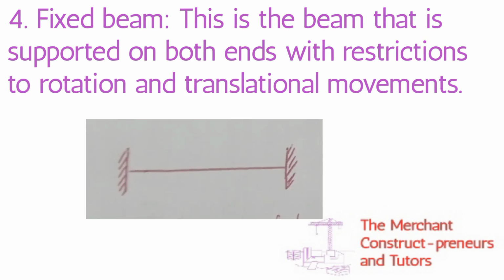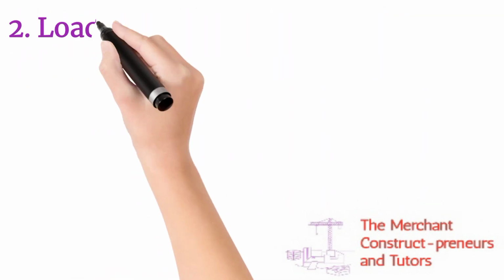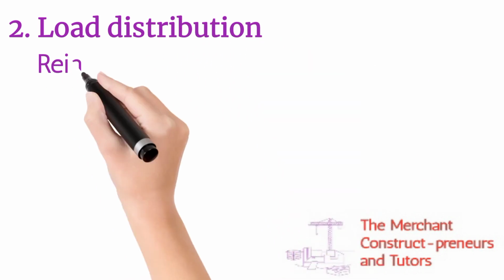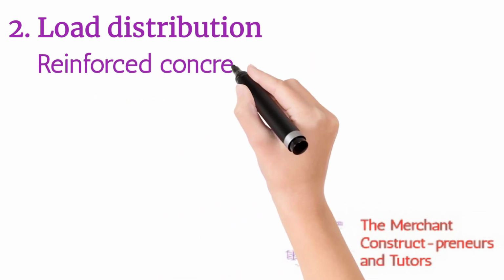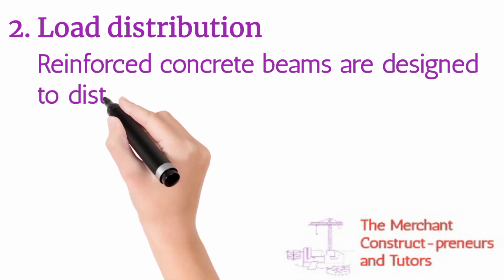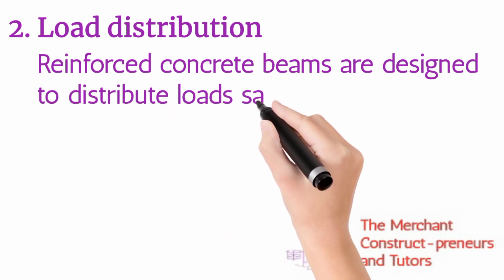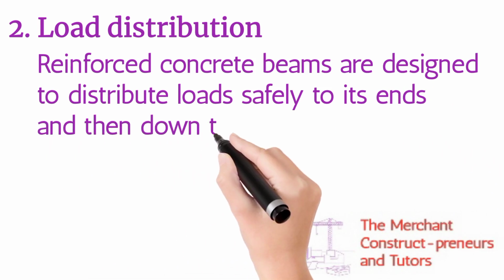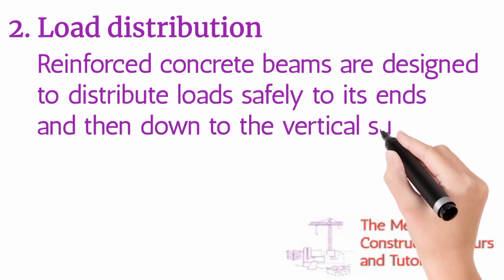Now for the next one, we have the fixed beam. This is the beam that is supported on both ends with restrictions to rotation and translational movement. So for the diagram, it is fixed on both ends, so it doesn't allow for any form of movement at all. It is fixed. Totally no form of movement at all is allowed.